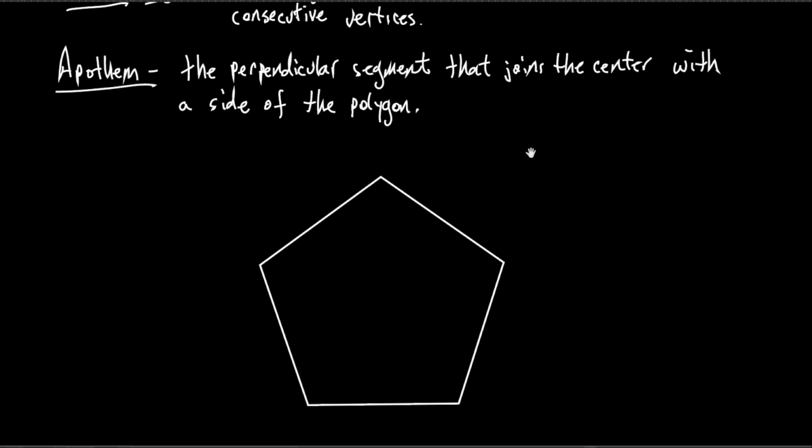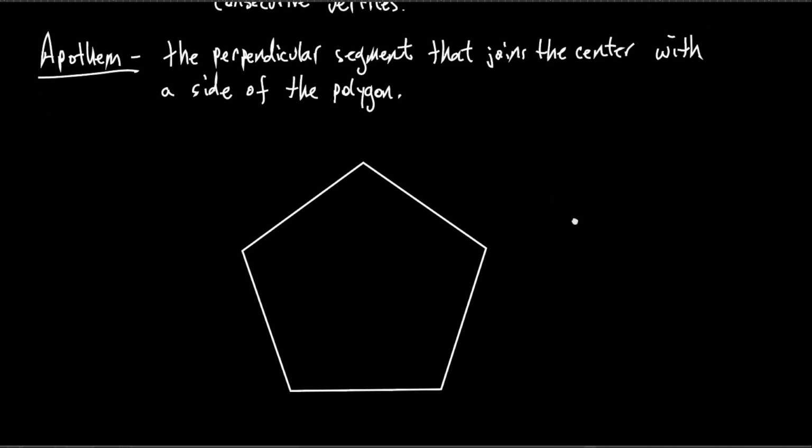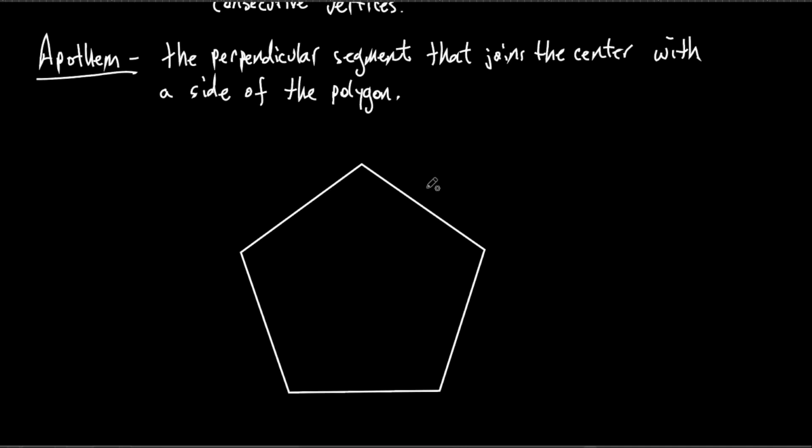All right, let's take the first one, the radius. It says the segment that joins the center and the vertex of the polygon. So they don't really give you the definition of the center. Do they earlier in here? I think they talk about the center. Yeah, let's see. Do they talk about the center?